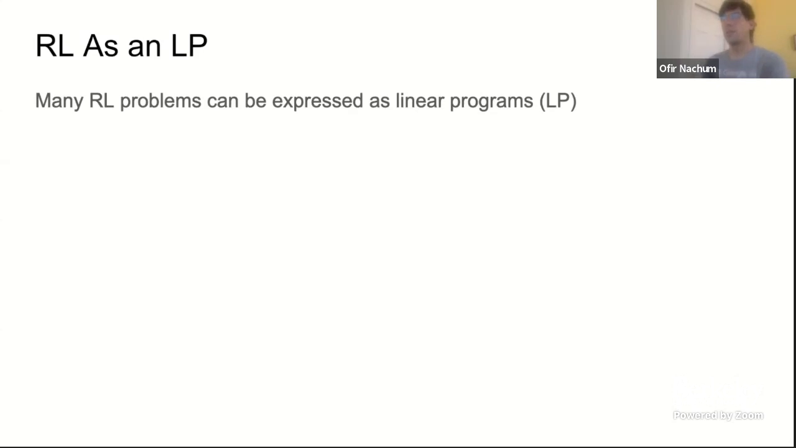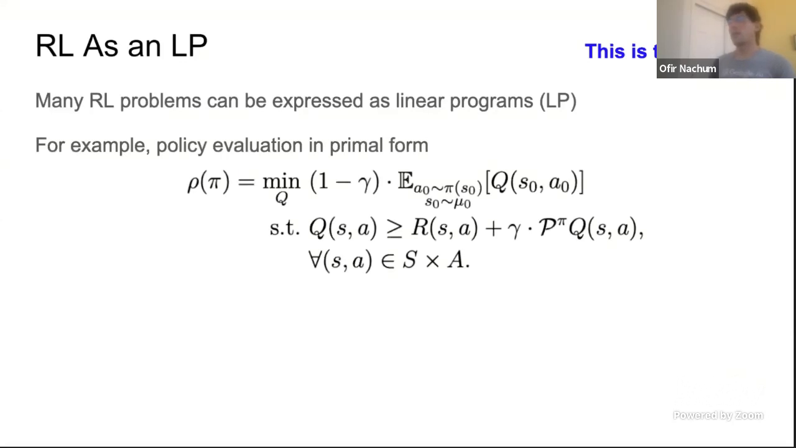So, RL as an LP. There are a bunch of LPs you can use to express reinforcement learning problems. In this presentation, I'll focus on what I call the Q-LP, which is a way to express the value of a policy, which I write as the rho of pi function, as a linear program. You can see why it's called the Q-LP, because the variables are Q values. The objective here is the expected initial Q values. The expectation here is over states sampled from the initial state distribution, and then initial actions sampled from your policy.